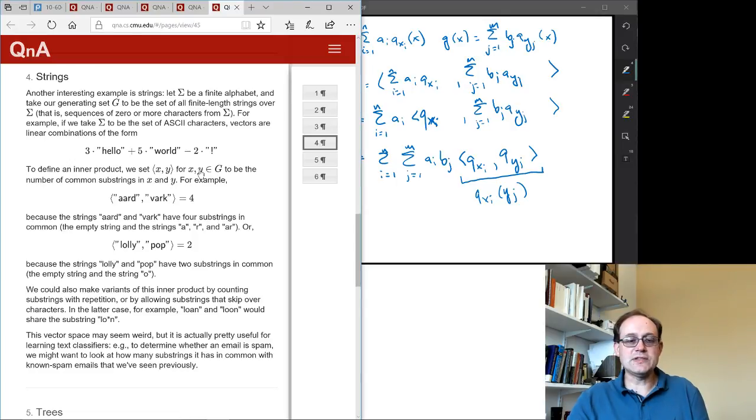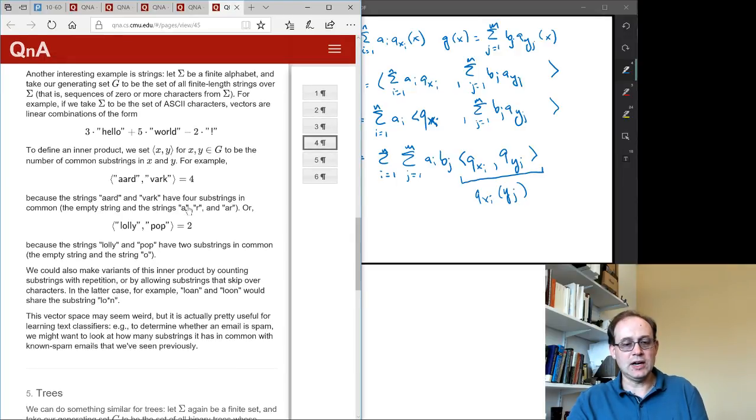Let's define the inner product of x and y to be the number of common substrings in x and y. For example, the inner product between ard and vark is 4 because there are 4 substrings in common: the string a, the string r, the string ar, and also the empty string. Or lolly inner product pop is 2 because they have the string o and the empty string in common.